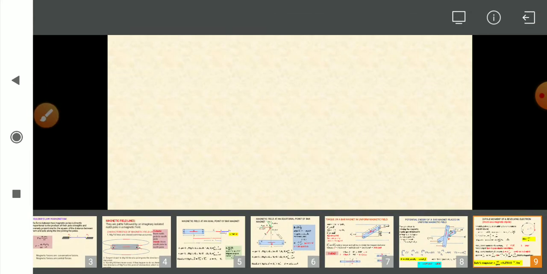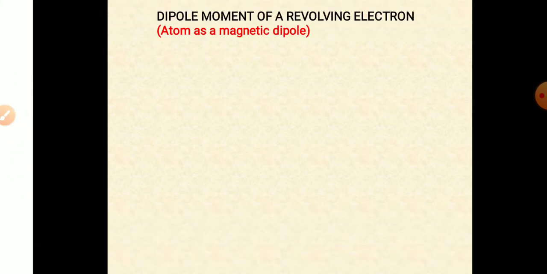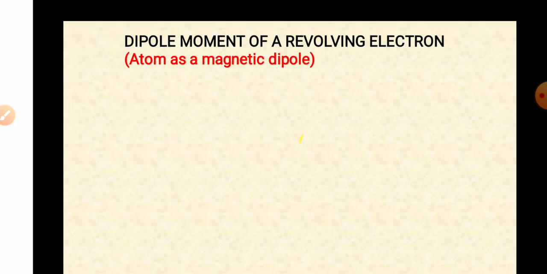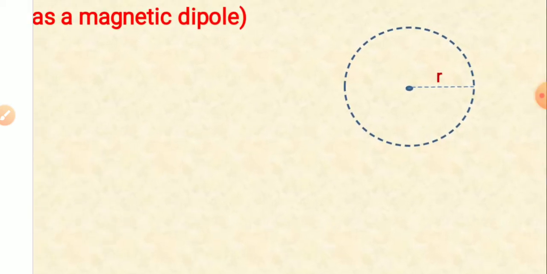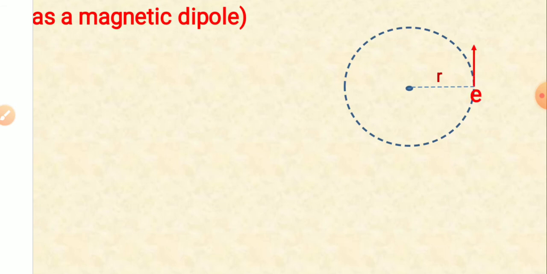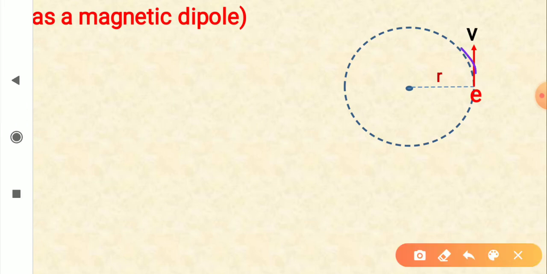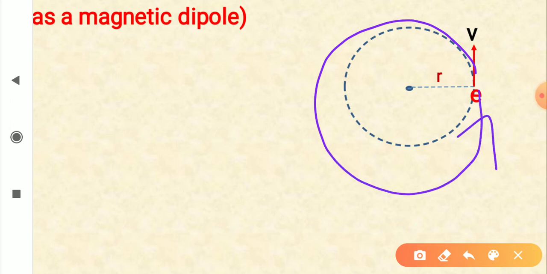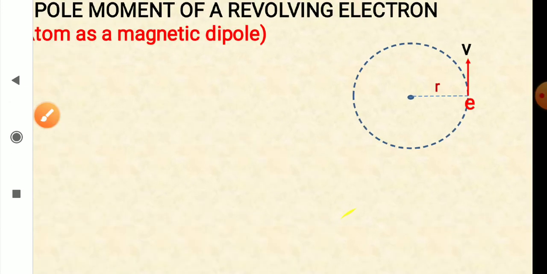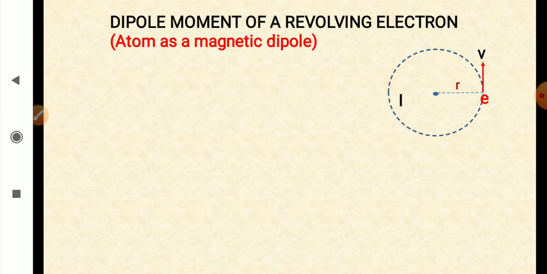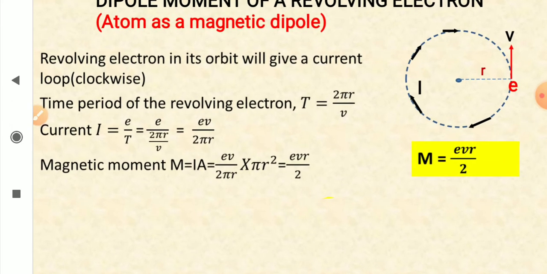Now, we move on to dipole moment of a revolving electron or atom as a magnetic dipole. So, let us consider orbit of an electron in an atom of radius r. An electron is revolving with velocity v in its orbit. So, when the electron is revolving like this, it can be treated as a current loop in opposite direction. The current is opposite to direction of flow of electron. So, you can see the current is anti-clockwise and electron is moving clockwise.